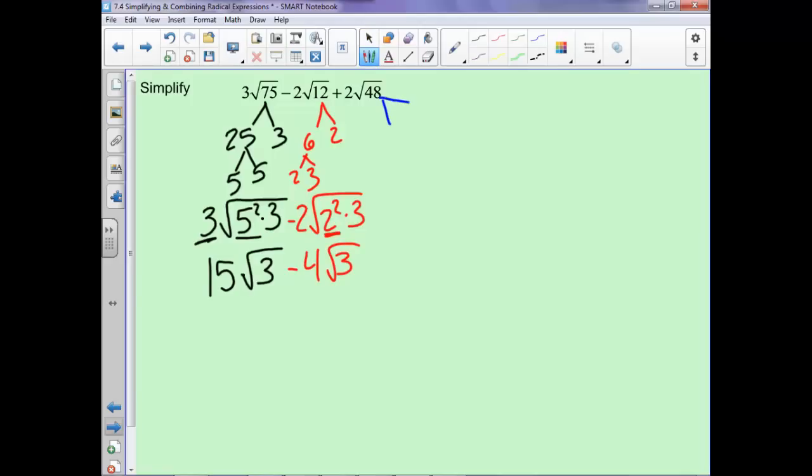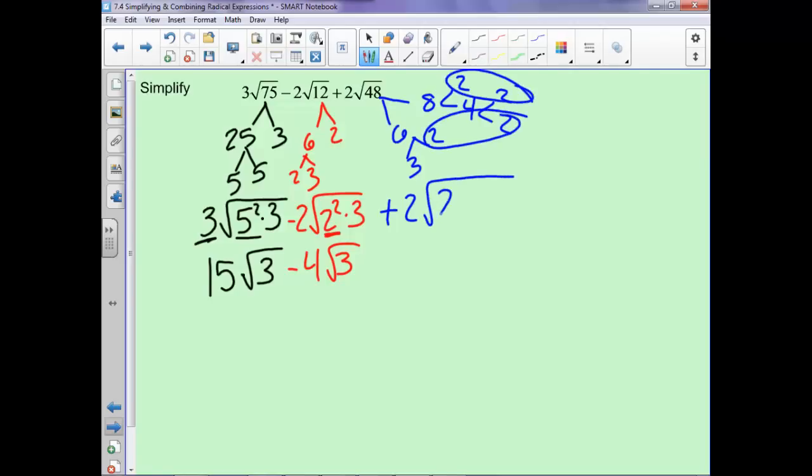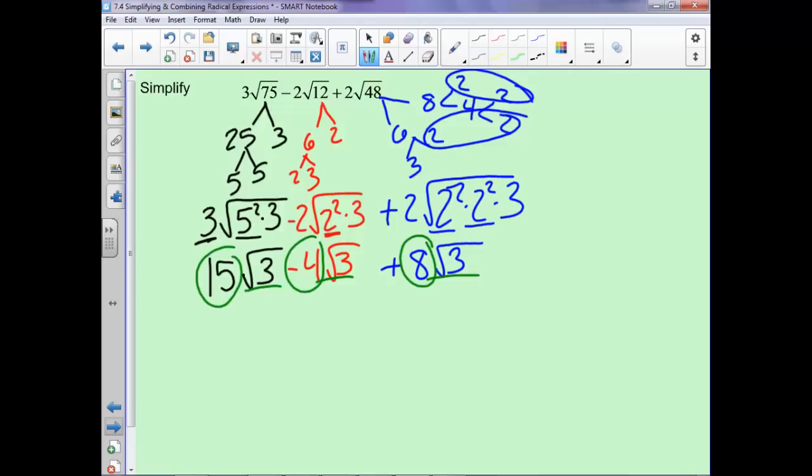And this last one, 48, 6 and 8, 2 and 4. So we'll have a 2 squared here, a 2 squared. So we'll have a 2 and another 2 that can come out. So we're left with 8 square root of 3. And now notice all of them have square root of 3, so we can add and subtract or combine our coefficients. So 15 minus 4 is 11. 11 plus 8 is 19. Root 3.